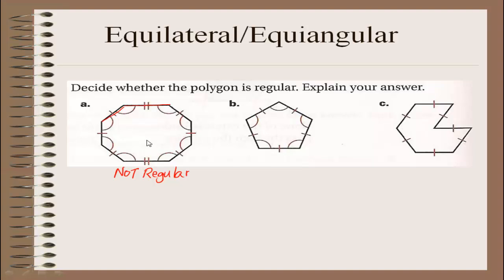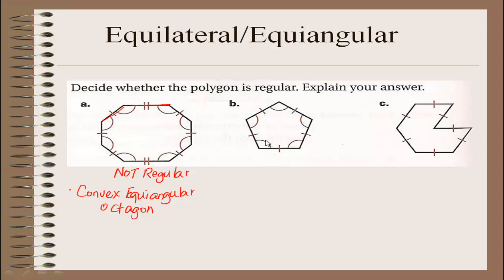It has 8 sides. Even though it's not a regular polygon, I can still say that this is a convex, equiangular, because all angles are congruent. I could say it's a convex, equiangular octagon because it has 8 sides. Okay? How about this one? Is this one regular? Your answer should be yes.